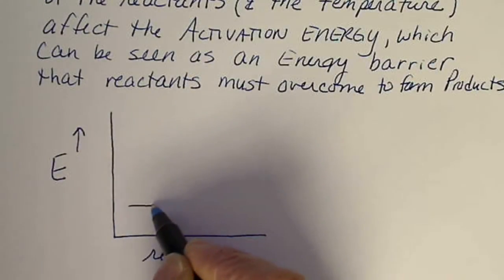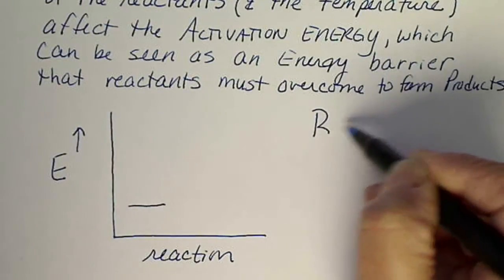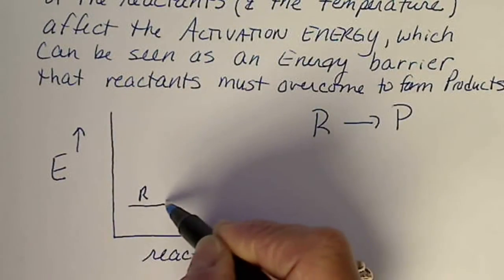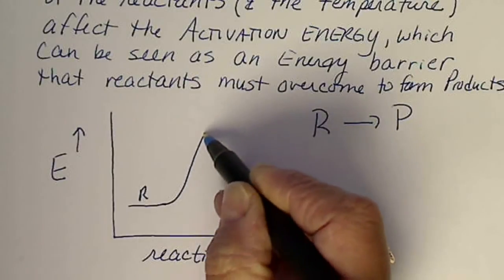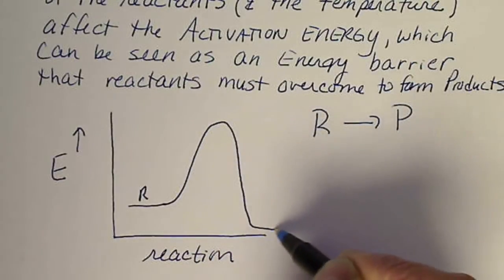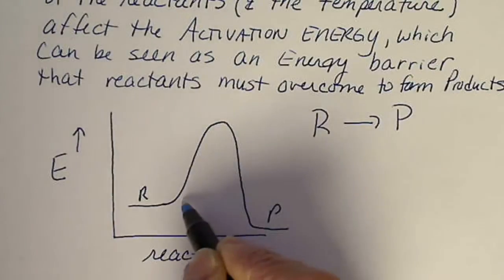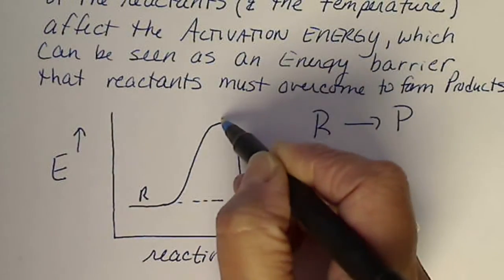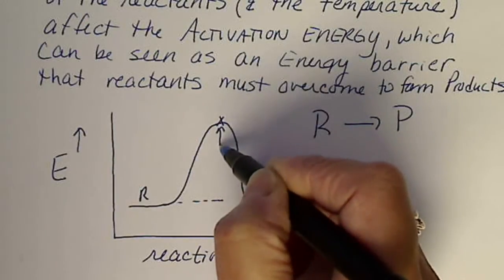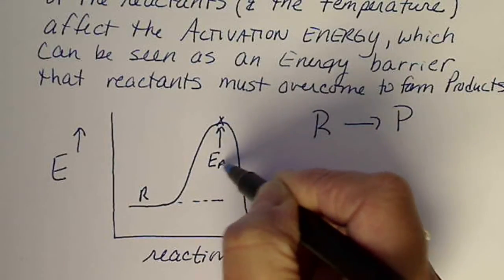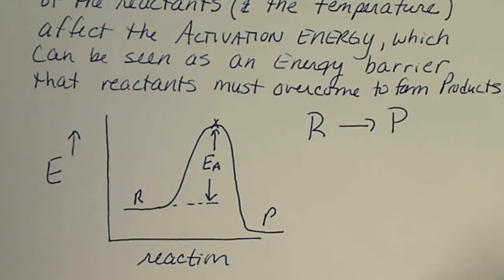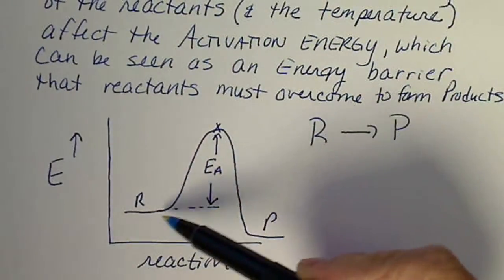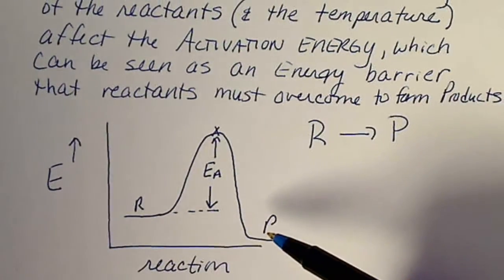So if we start with reactants, and again, all of our reactants are on the left, products are on the right. So if we start with reactants, the energy goes uphill, and then we'll end up going back down the hill. But this difference right here, from the internal energy of the reactants to the top of this hill, is what we refer to as the activation energy. So reactants don't just go straight to products. There's this energy barrier that must be overcome.